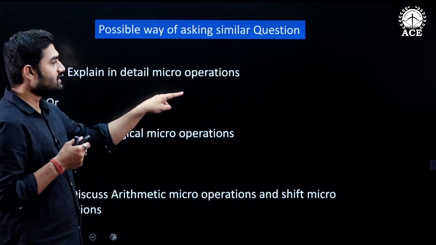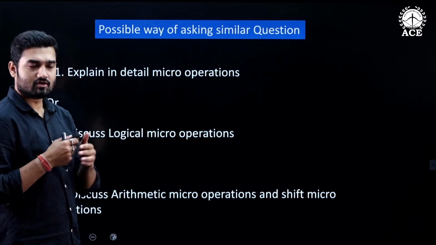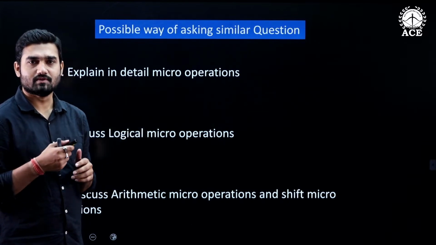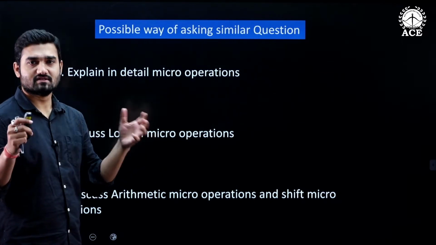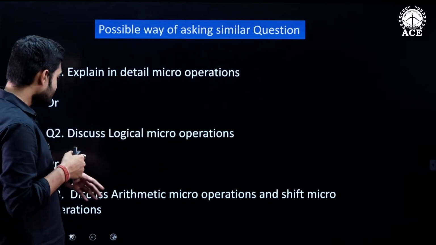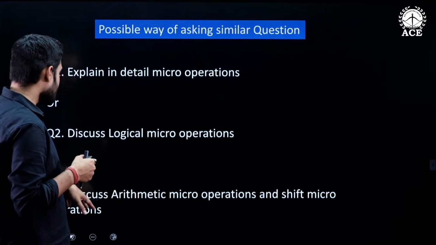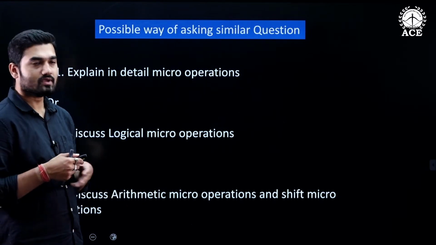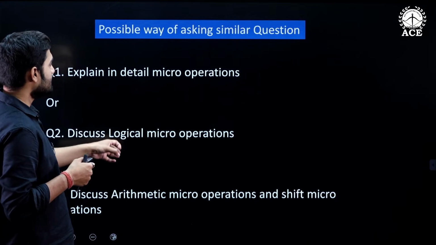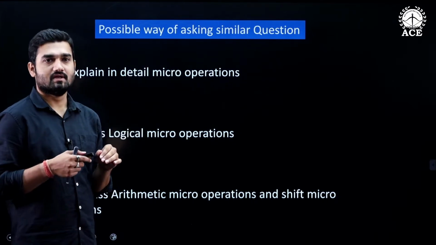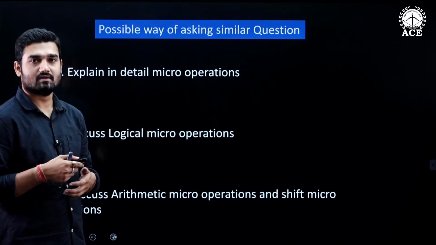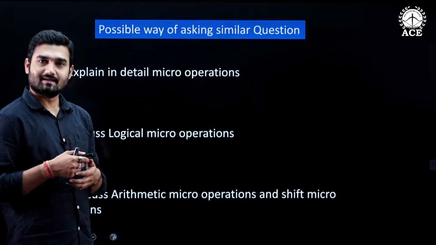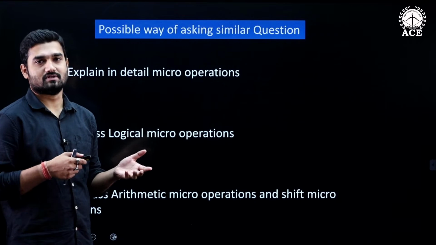Explain in detail micro operations. What are all the possible operations present inside your CPU? Discuss logic micro operation. What do you understand by this logic micro operation? Discuss arithmetic micro operation and shift micro operation. All these things we have to understand with this particular part. This is unit 1 and this is the third important topic, about the micro operation. Let us understand these micro operations.